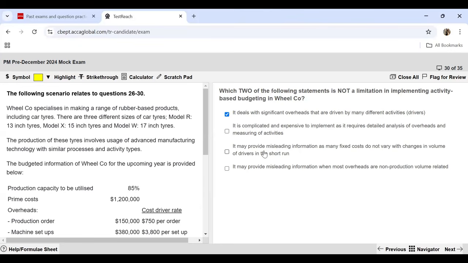Last one says it may provide misleading information when most overheads are non-production volume related. This again is the reason why the company should be implementing activity-based budgeting rather than being a limitation. So statements 1 and 4 are the correct ones over here.